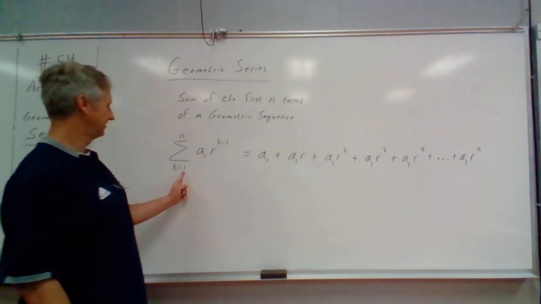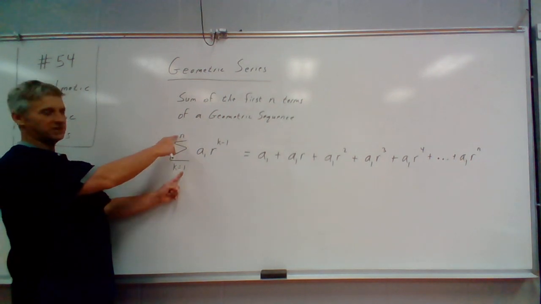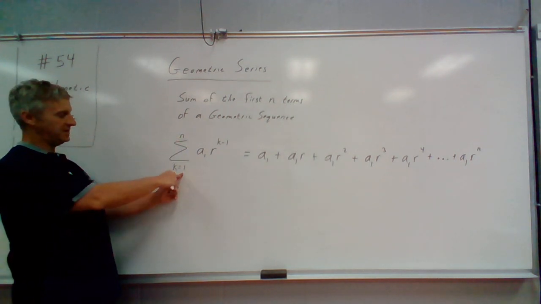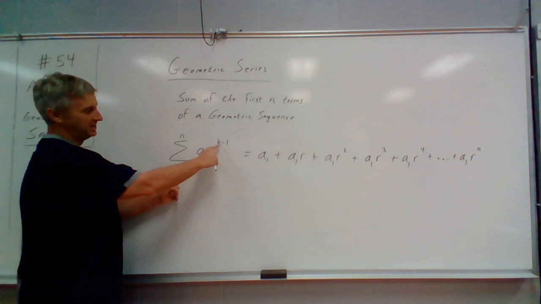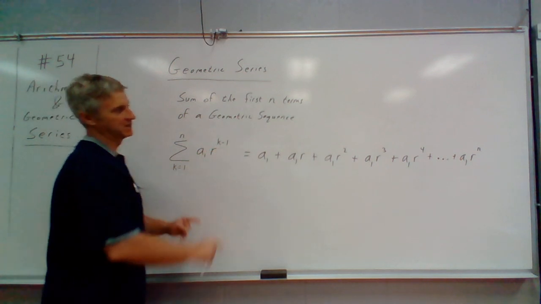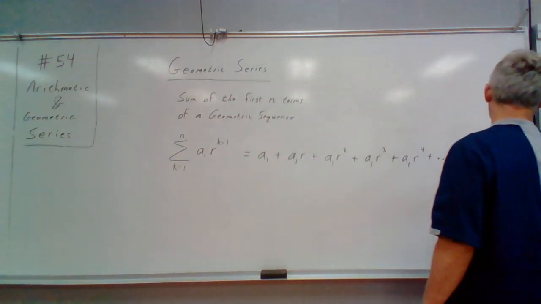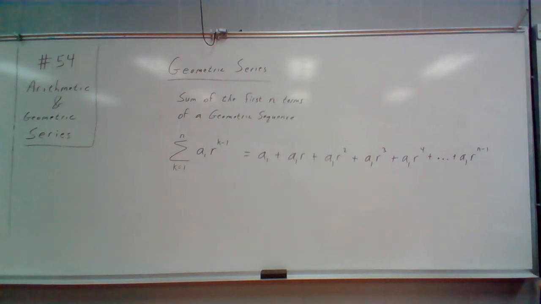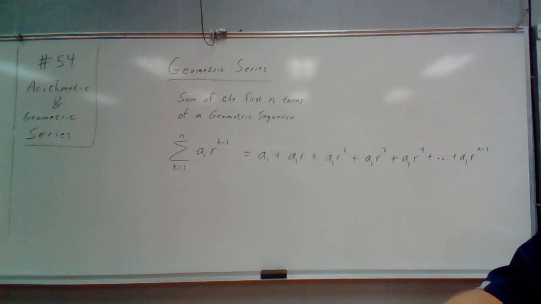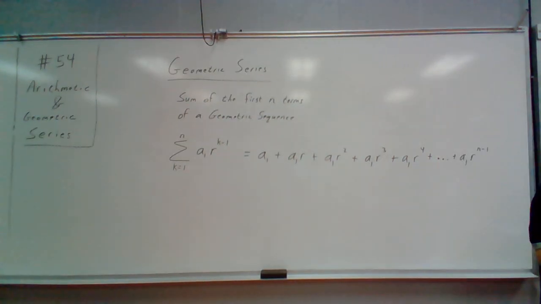No, that's not right. My last one, I'm going from k equals 1 up to n. So n will be my last k. So k will equal n at the end. So if I put an n here, I'll have n minus 1. That's my last. So the first n terms, my last one will be r to the n minus 1. All right, so we have this.